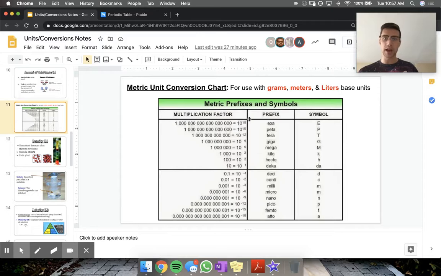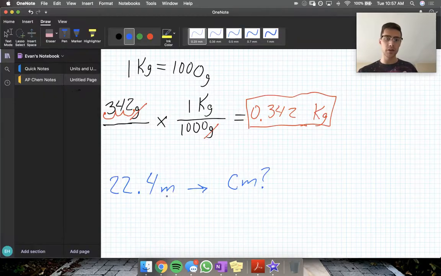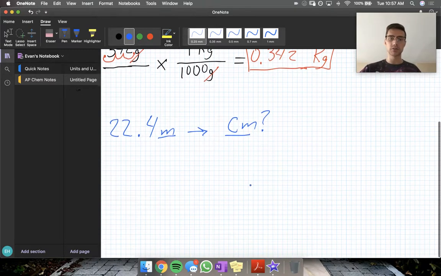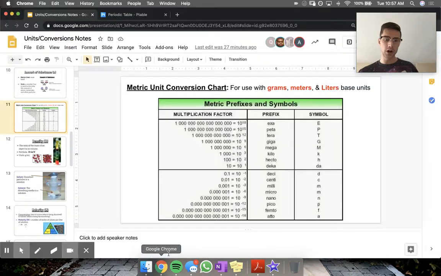Well, let's take a look at our metric chart. Again, we're starting with meters. That's our base unit, and we want to go to centimeters. If we go over to our chart, our base unit is this line in the center. That's where our meters would be. Now, if we're converting to centimeters, here's our conversion prefix.